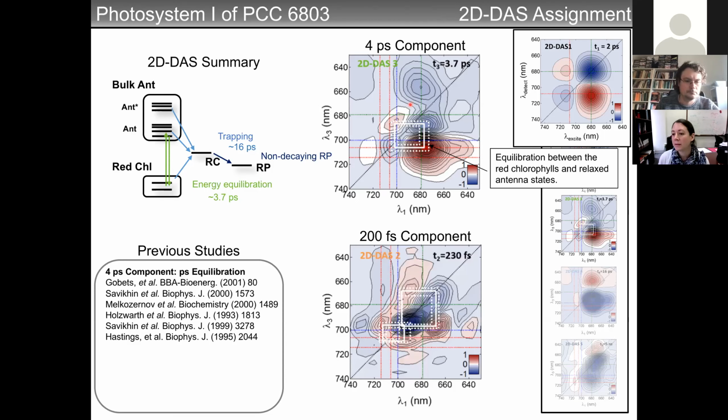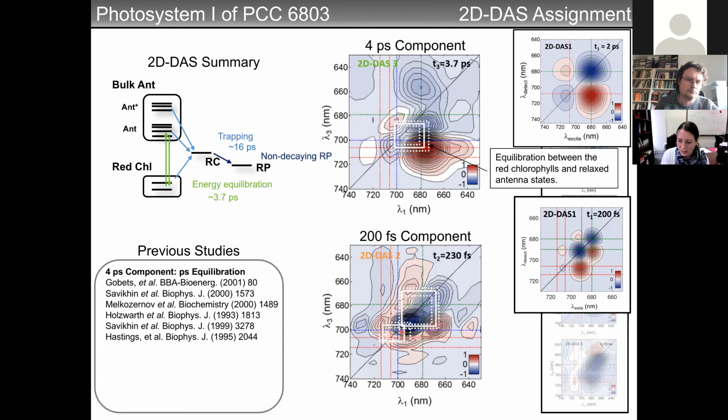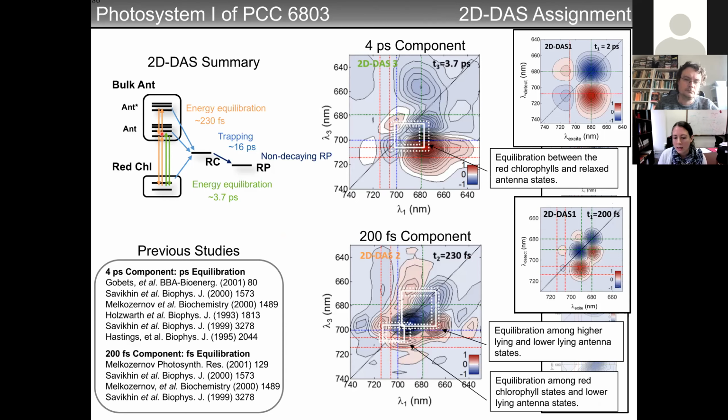Okay, now we can look at the 200 femtosecond component. So now we have two boxes here, right? And so we have two equilibration processes. And just to check that, we made a model system to see if that checks out. And from the position of these two boxes, we find that there's equilibration among the higher lying antenna states and lower lying antenna states. In addition, we see this equilibration involving the red chlorophylls, but now it's sort of on the diagonal. So it's either involving other antenna states that are not relaxed or possibly reaction center states. Right, and this is also consistent with previous pump probe studies.